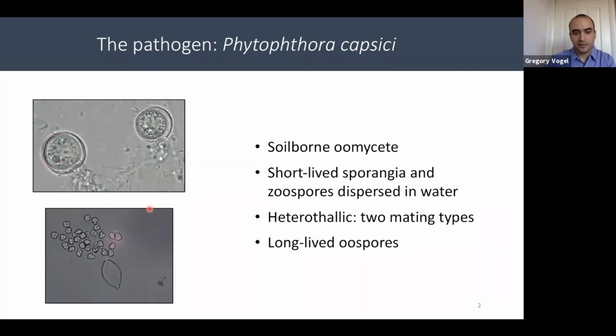Phytophthora capsici is heterothallic, which means that it has two mating types that are necessary for sexual reproduction to occur. Pretty much wherever we find this pathogen in the US, we do find both of those mating types. And that's important to know because sexual reproduction results in these thick-walled oospores that can overwinter in New York and cold climates and can actually remain dormant in the soil for, as far as we know, up to a decade, if not longer.